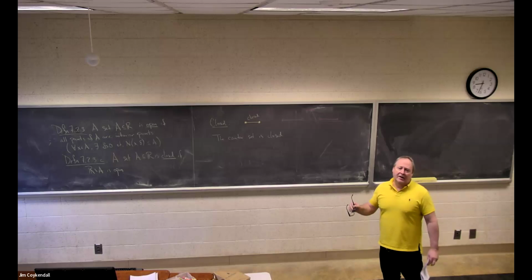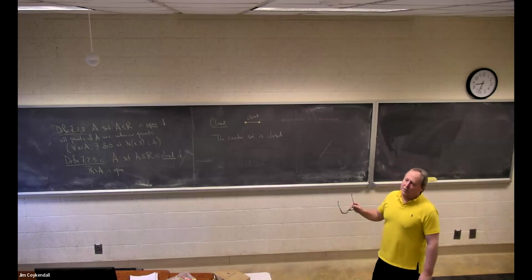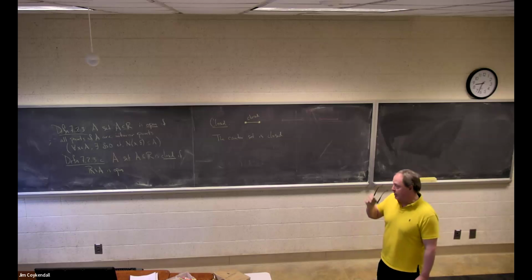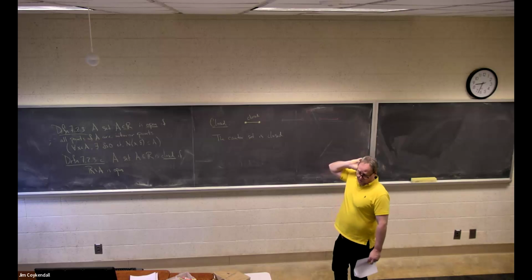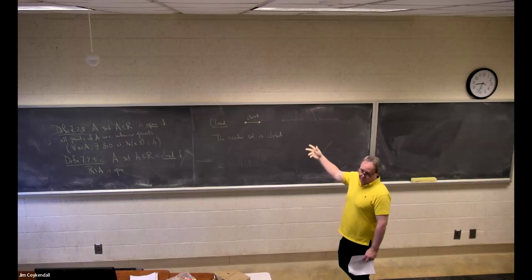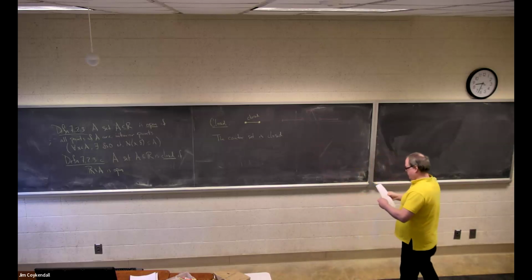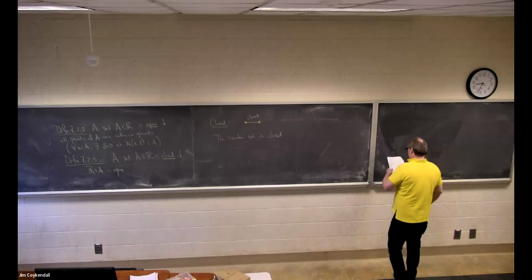So for example, the interval from 0 to 1, where you don't include 0 but do include 1, is neither closed nor open, right? It's not open because not all those points are interior, because you've got the point 1 at the end, and its complement is also not open.